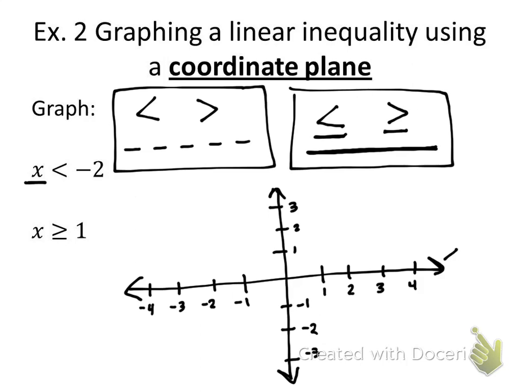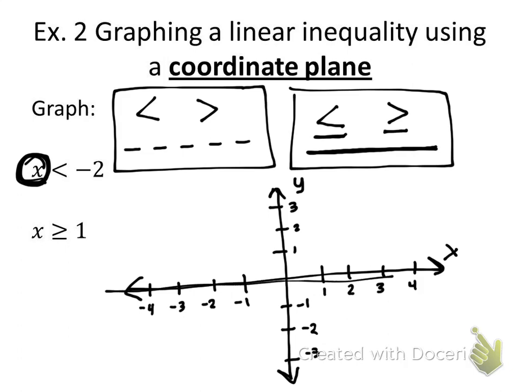Okay, this is my x-axis, this is my y-axis. They're telling me that x is going to be less than negative 2. So what I do is I go to the x-axis and I find negative 2. It's right there. What they want me to do is draw a line through that.